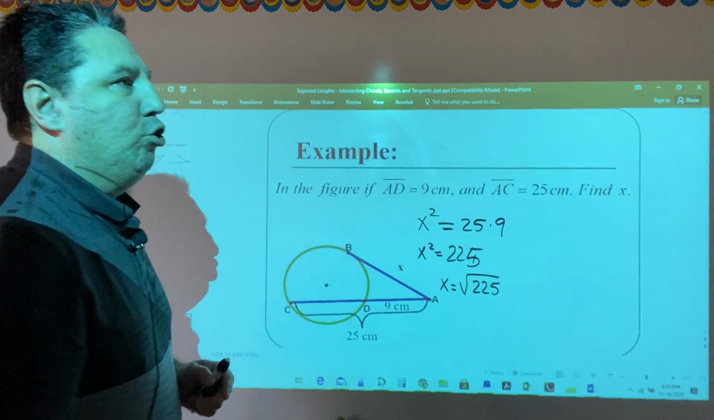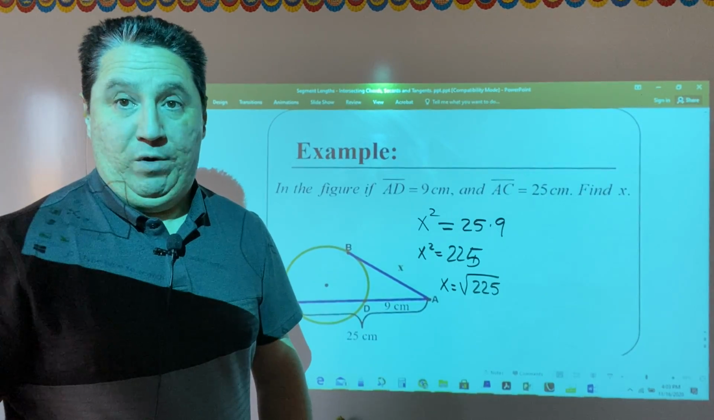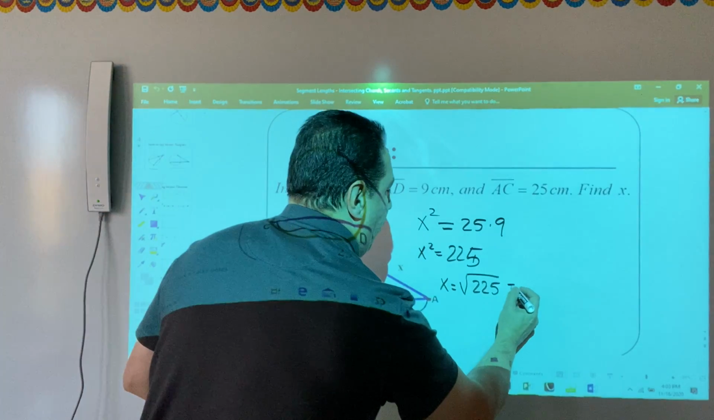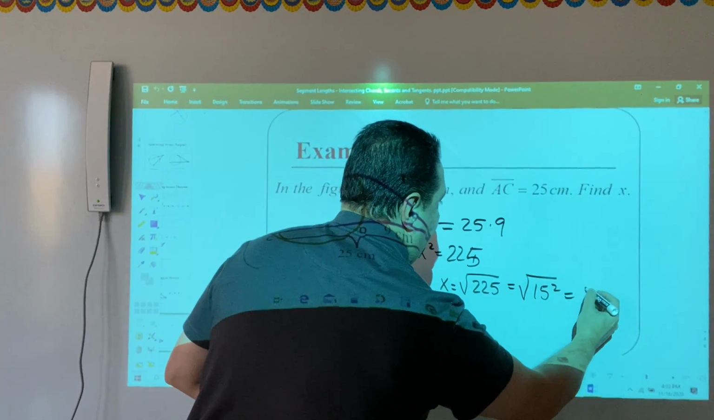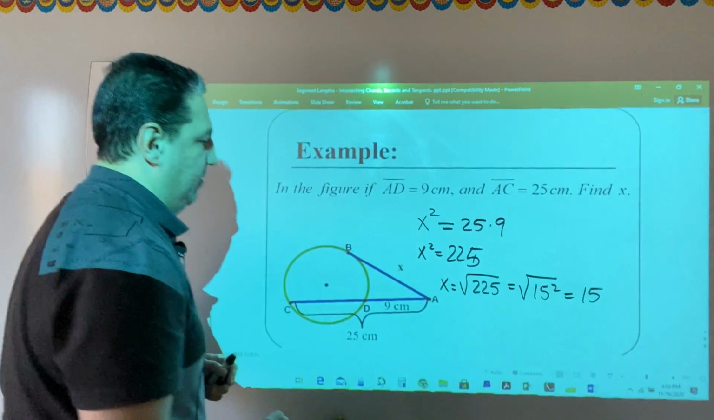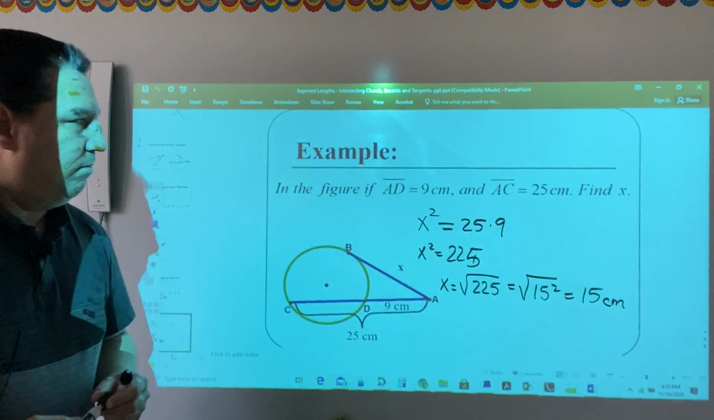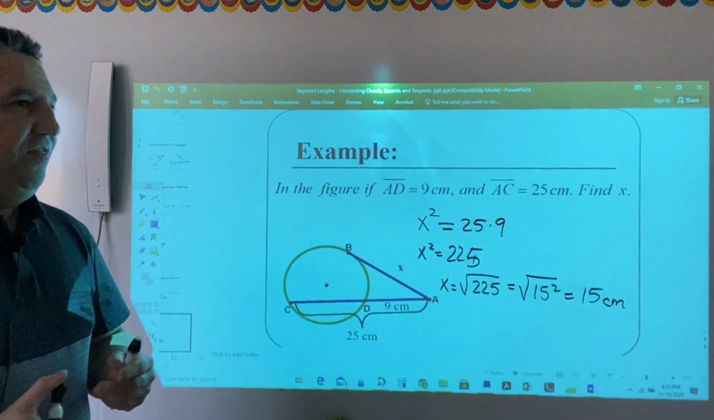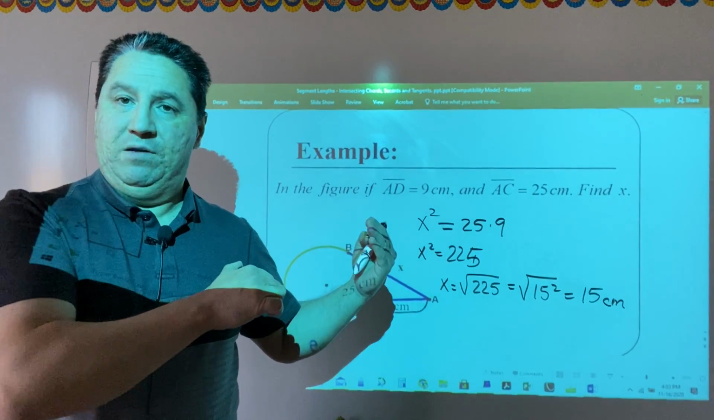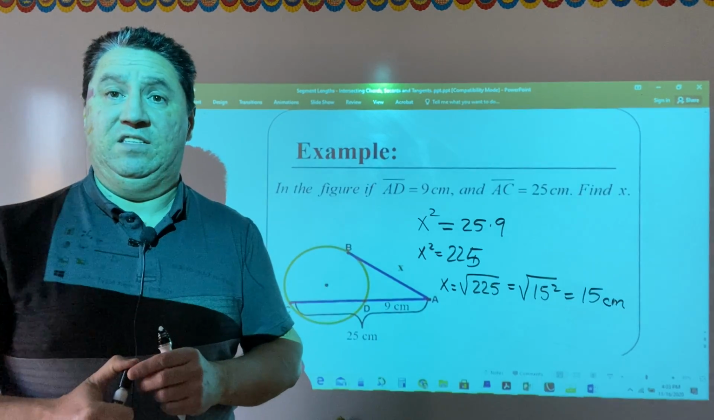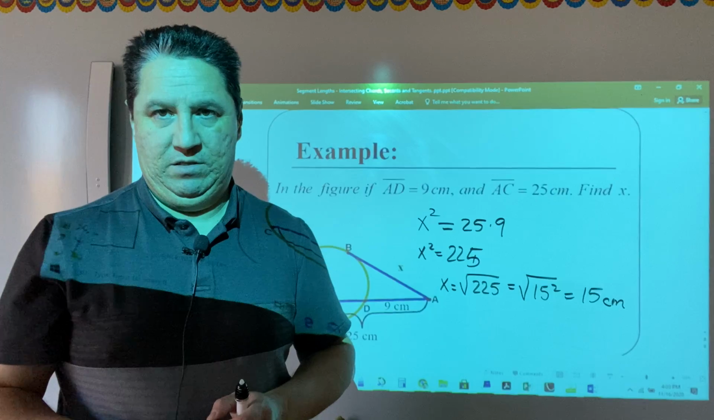But 225 is a perfect square, the square of 15. So we're going to have the square root of 15 squared, which is simply 15 centimeters. This is how we use theorems related to intersecting segments in a circle to find the missing segments.